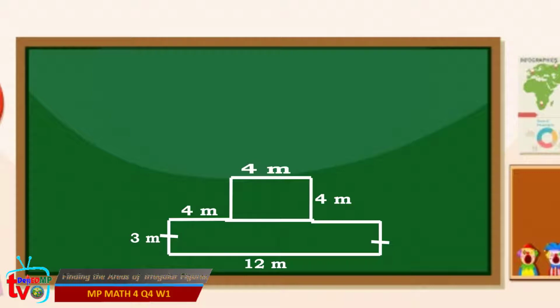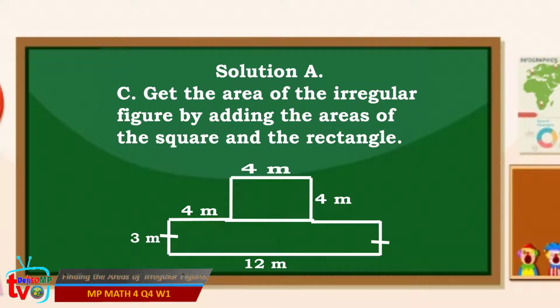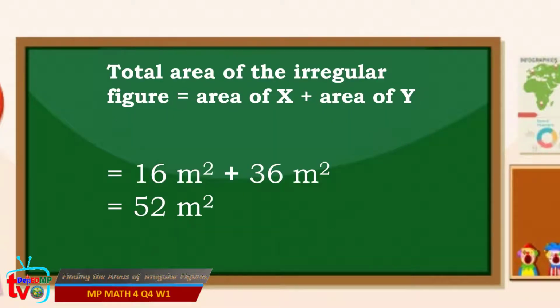After finding the area of square X and rectangle Y, let us now get the area of the irregular figure by adding the areas of the square and the rectangle. Total area of the irregular figure is equal to area of X plus area of Y. 16 square meters plus 36 square meters is equal to 52 square meters. Therefore, the total area of their garden is 52 square meters.